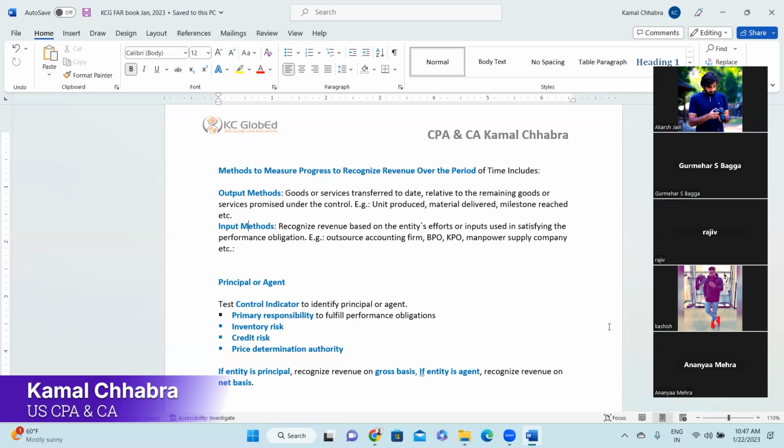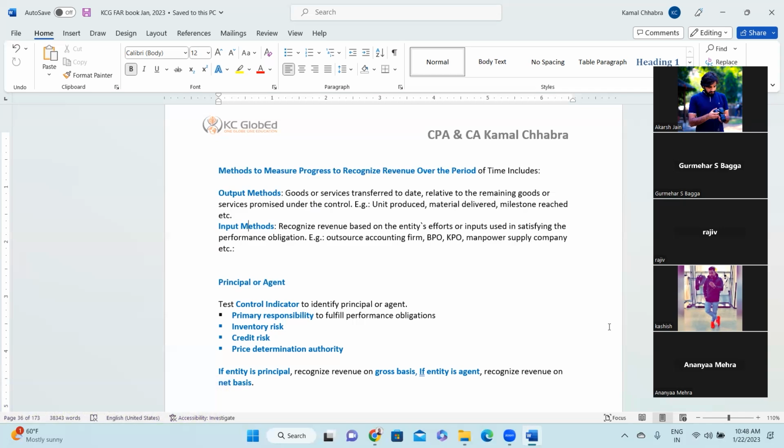I'm sure some of you may have a gas connection also at your home, right? Yes, sir. So how do you get the billing? After consumption, when the output is being used. Every month you'll get the bill based on how many units of electricity and how many units of gas you have consumed. These are very simple, layman examples for the output method, when you bill based on output. That may be based on units produced, material delivered, or milestones achieved.